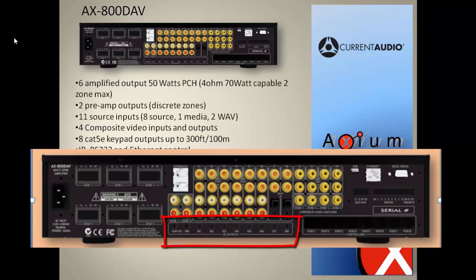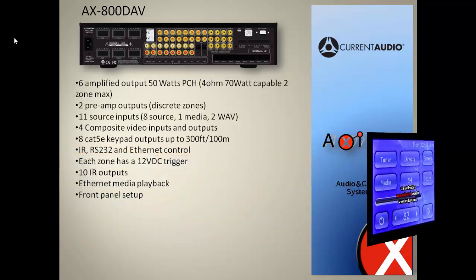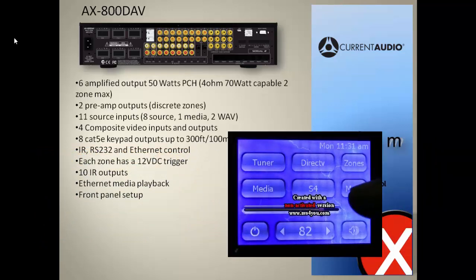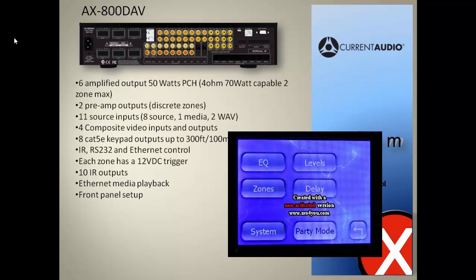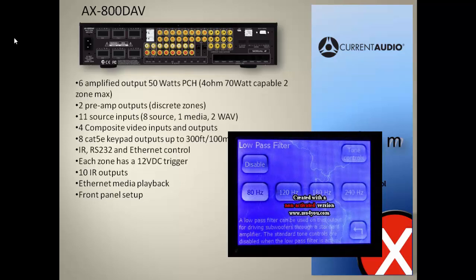It has 10 IR inputs. The first inputs are dedicated to the actual sources, the first 8 sources, with IR outputs 9 and 10 being any IR that's triggered throughout the system will blast from 9 and 10. With Ethernet media playback, you can add NAS drives, computers, things that are sitting on your network, and they will be played back through the system. You have a front panel setup. On the front panel, you can do various controls, control sources, as well as a certain level of programming for your system.